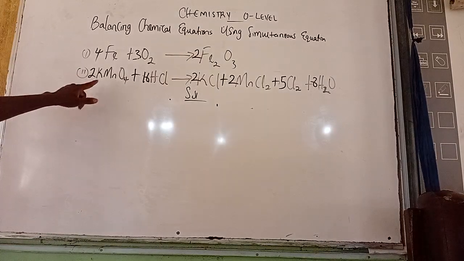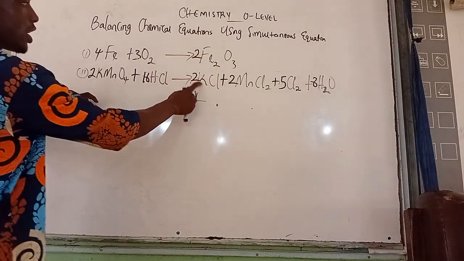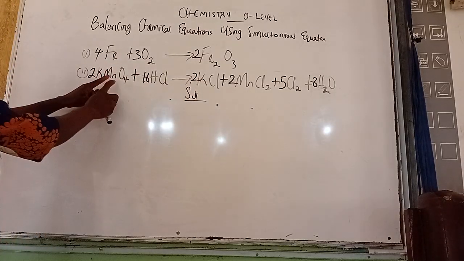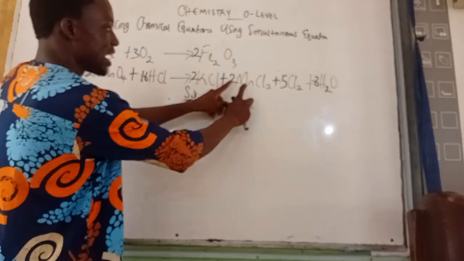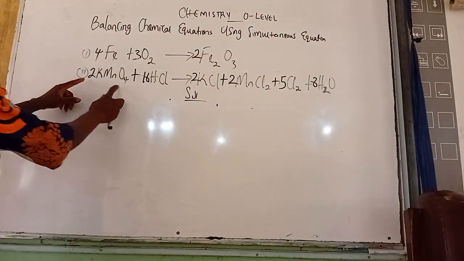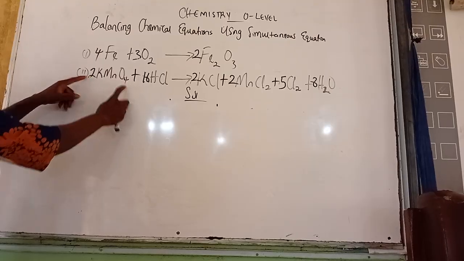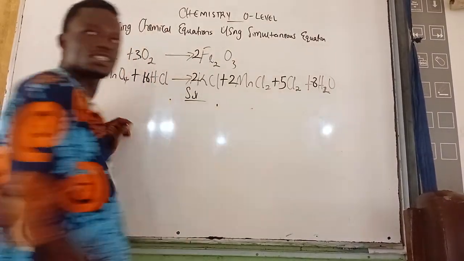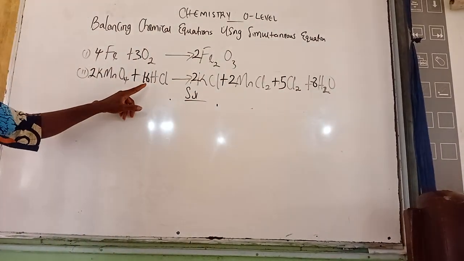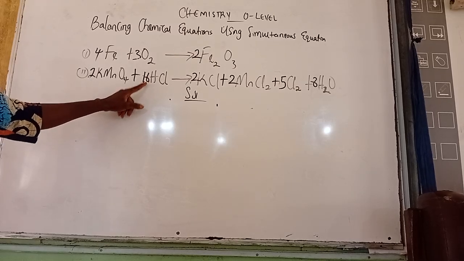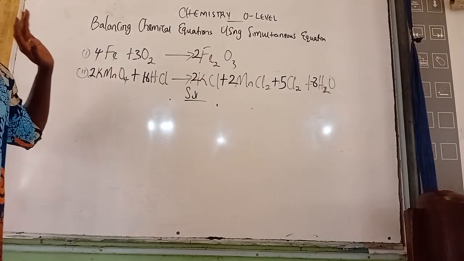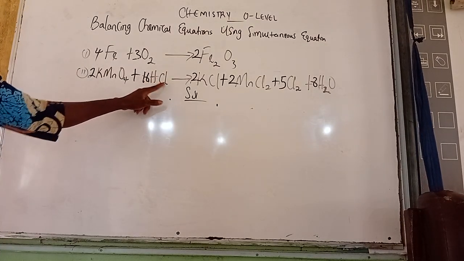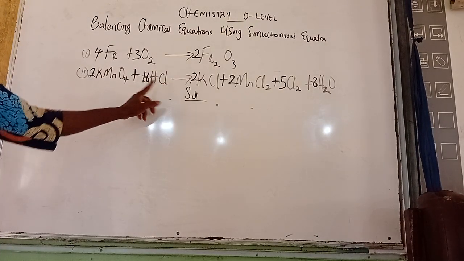Now 2 potassium, 2K, we have 2K. Potassium is balanced. Manganese, 2 times manganese is 2 here. We also have 2 manganese here, is balanced. Now oxygen, 2 times 4, oxygen is 8. Oxygen is 8 times 1. Oxygen is balanced. Let's check for hydrogen. Hydrogen is 16 here. Hydrogen is 8 times 2, 16. Hydrogen is balanced. Let's check for chlorine. Chlorine is also 16 here.